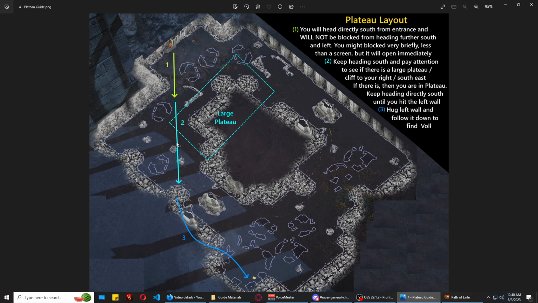As we head directly south for about 5 screens, we want to pay attention to what happens to our right. If we see this large plateau, rock formation, giant terrain object, cliff face, however you want to phrase it, you know that you're going to be in the plateau layout. Once you identify this as you're heading directly south from the entrance and you see this large rock formation, you know you're in plateau. In plateau, Vol is along the left border of the map, sort of in the bottom corner. So once you hit this left wall, you know you can just keep following it down to find Vol.